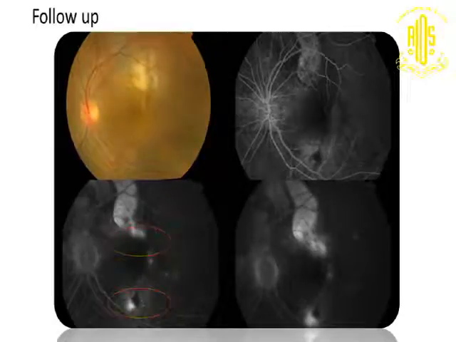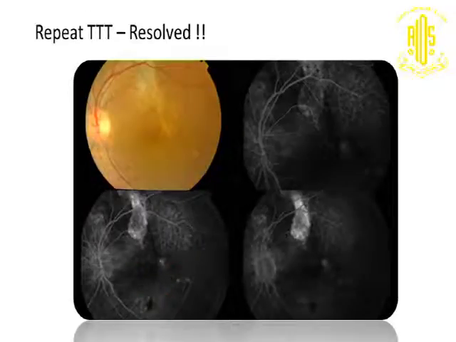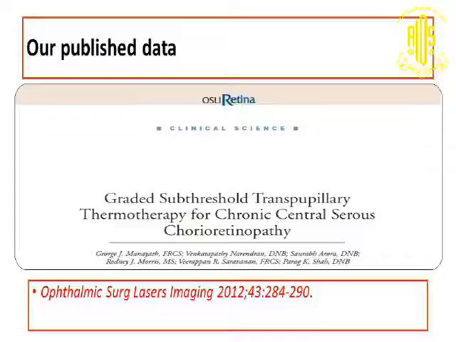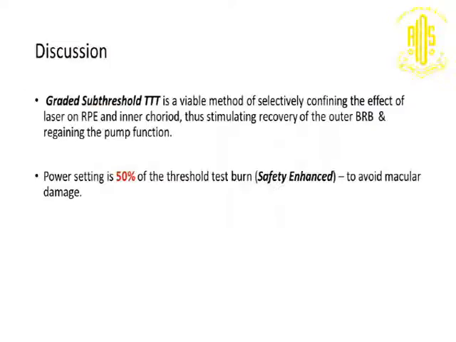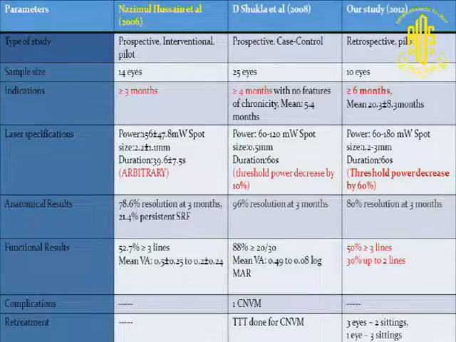So angio was repeated, and since the leaks were persisting, the second treatment, that is 20% from the baseline, around 60 to 70% of the threshold power, there is a resolution of fluid. You can see that the fluid under the fovea has also disappeared. So this subthreshold TTT with this 50% nearly the threshold test burn, we showed the efficacy in that publication on OSLI. So this is quite safe and effective.